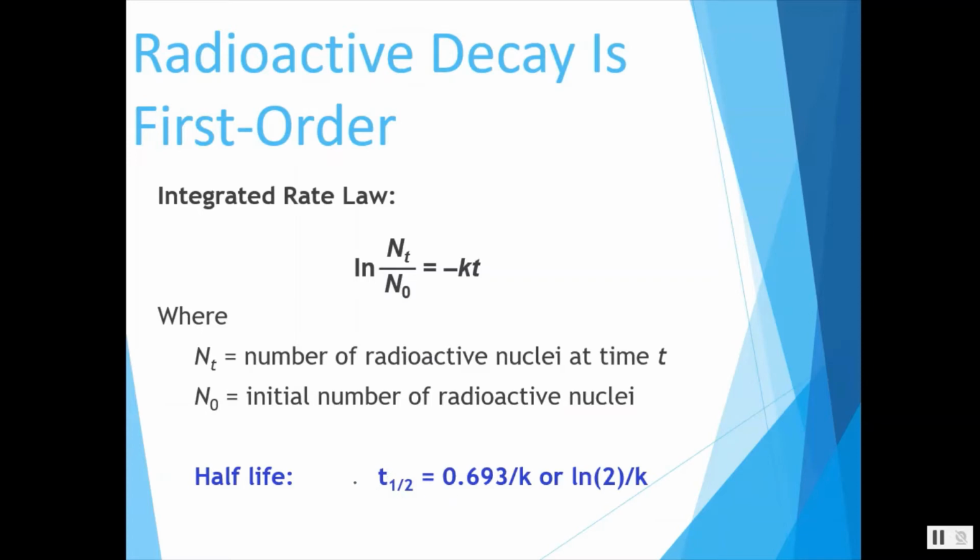And since it's a first order process, we again see that it's independent of concentration, and so the half-life is going to be 0.693 divided by our rate constant, and that 0.693 is simply the natural log of 2.